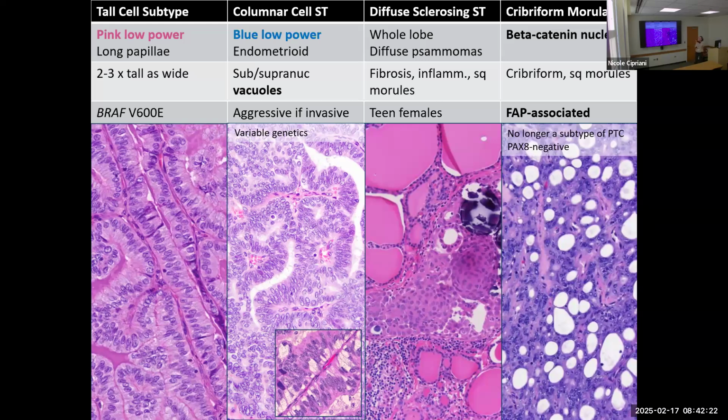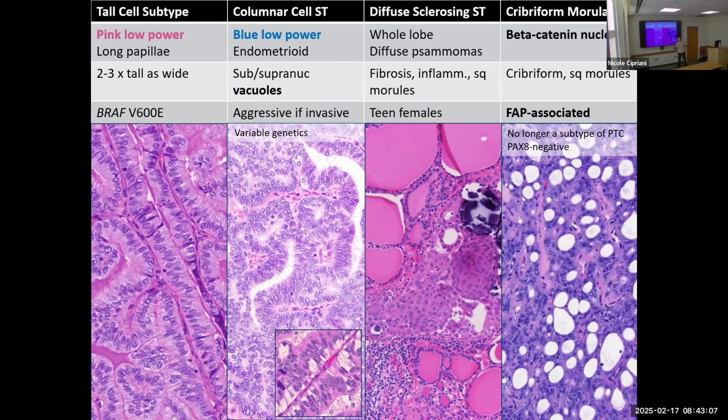The two on the left, the tall cell and the columnar cell, are probably the most confusing because you're like, well, I don't understand why is tall not columnar and columnar not tall? That implies that both of them have heightened structures. Yes. However, they're different. So tall cell subtype generally on low power looks very pink because it has these elongated cells, very, very densely eosinophilic cytoplasm, often in these very long, straight tracks with robustly atypical PTC-like nuclei and are generally 100% BRAF V600E positive. It is thought that they may be somewhat worse prognosis than regular PTC.